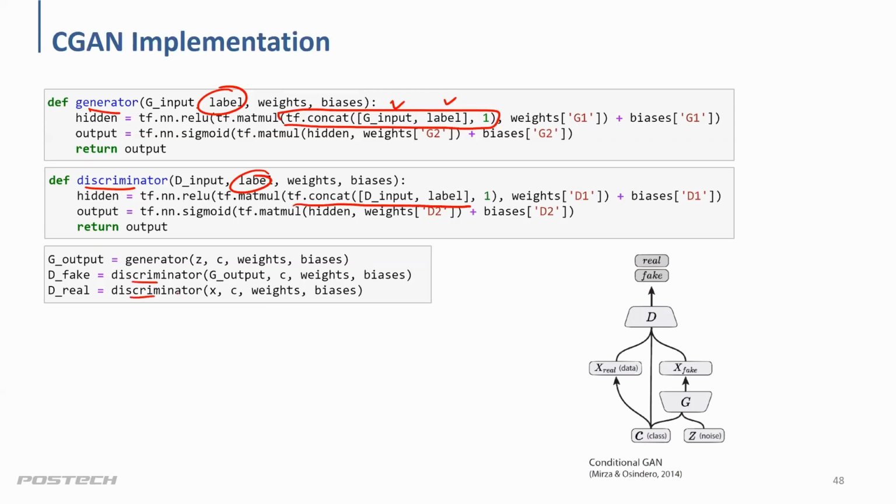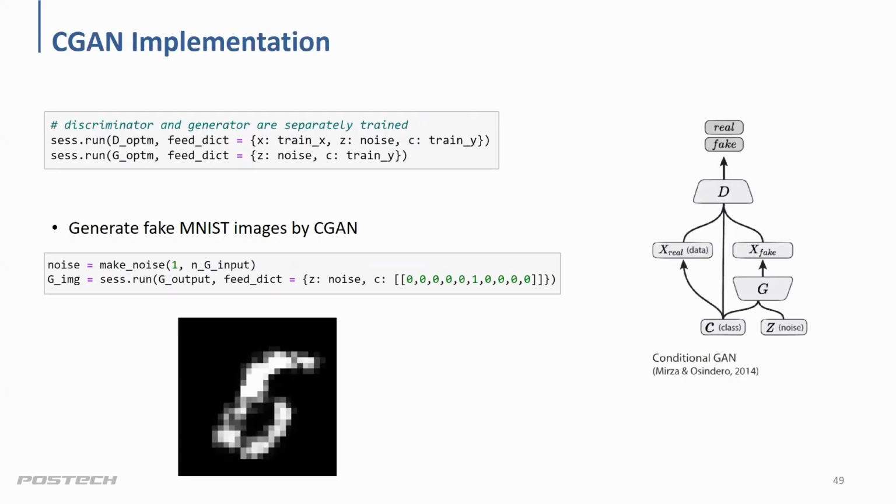For the discriminator, now we have input X and class. This is the fake generated one and its class, and this is the real one and its class. For the generator, it's the noise and the class as well. This is how we implement it. For the optimizations we need to add the class as well. In order to generate the fake MNIST data set using the CGAN, we need to feed noise and the class as well. That's the only difference.